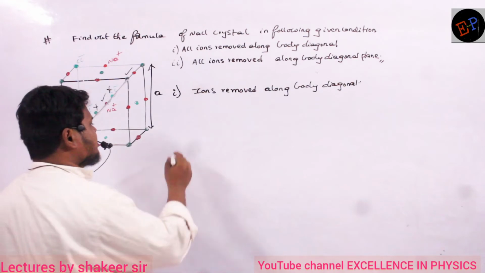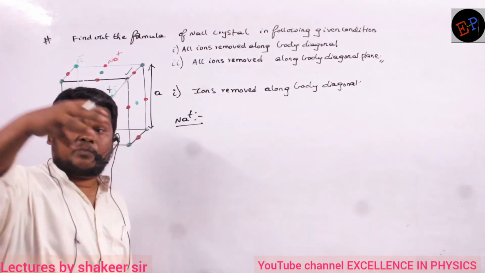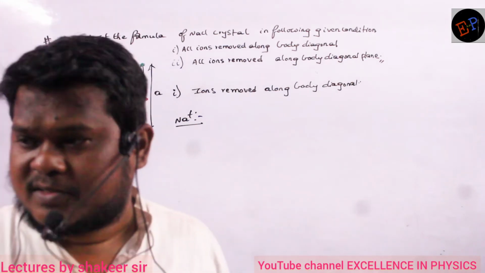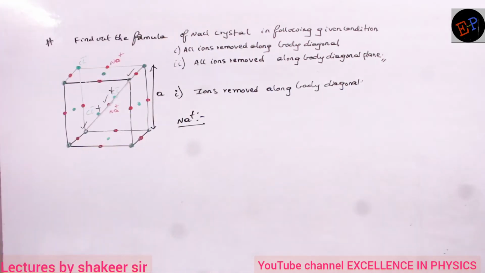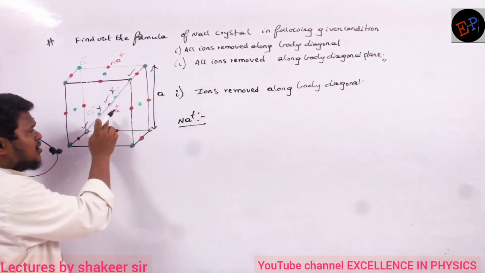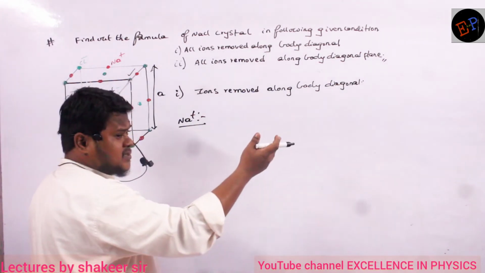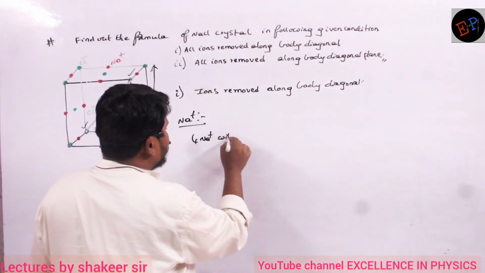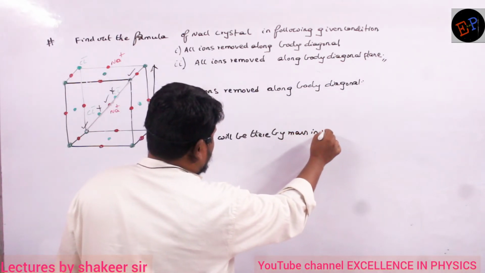First of all, let us study about Na plus. How many Na plus are present in this crystal by mass? Yesterday we calculated, 4 are there. See here, this body diagonal is touching only one Na plus. And 4 Na plus were present by mass in one unit cell.